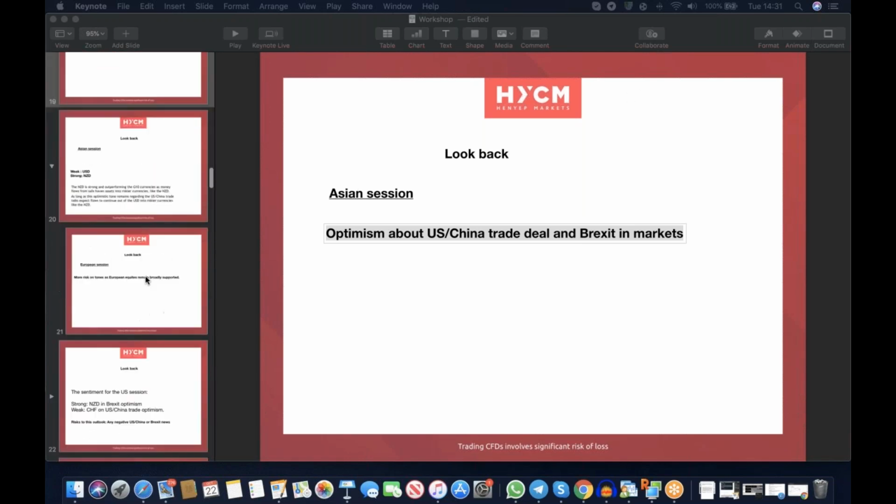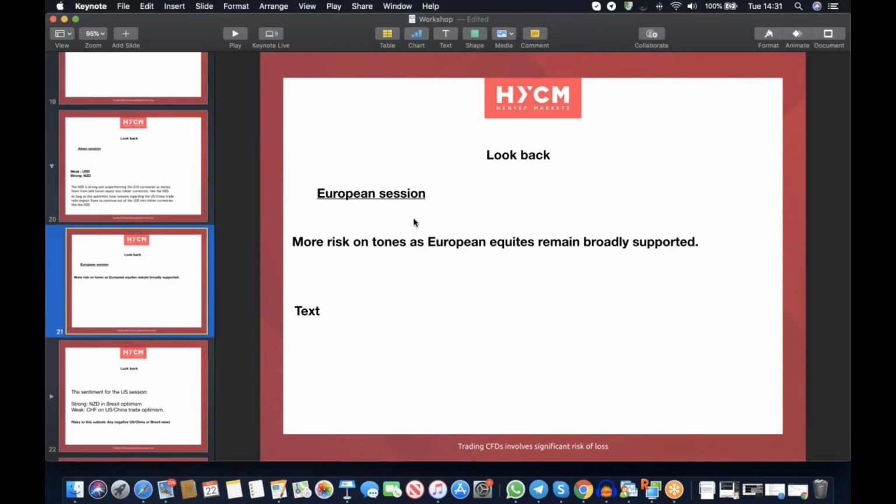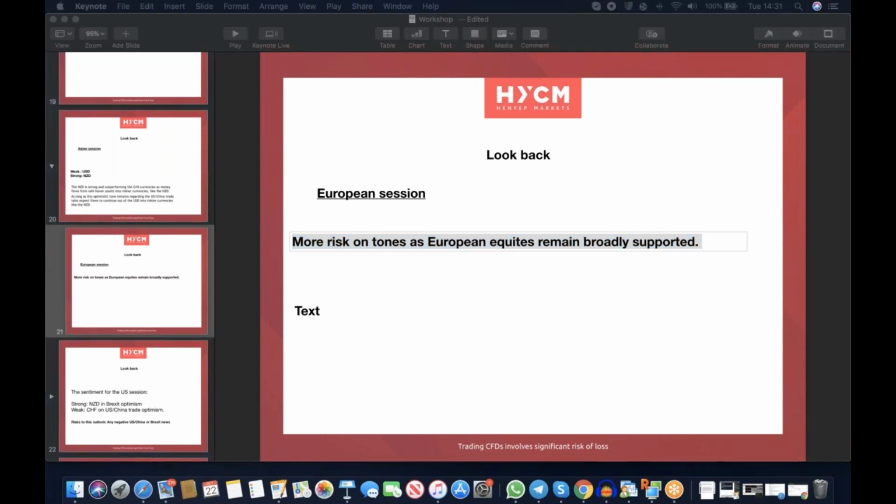Now, in the European session, we've had more risk on tones, and European equities were broadly supported. So that was what was happening in the European session.